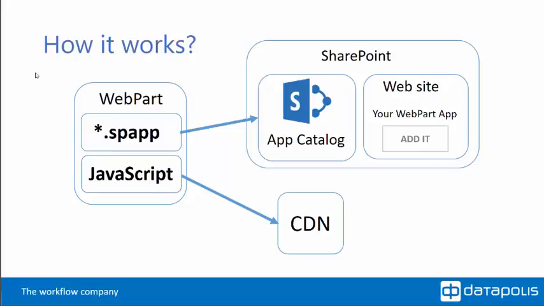So the SPAPP file, when you create that web part, should be uploaded to the app catalog. And then whenever you want to use your web part, you need to go to the website and just choose to add the web part app, because it will be available when you upload it to the app catalog. And then you can use your web part on that website.